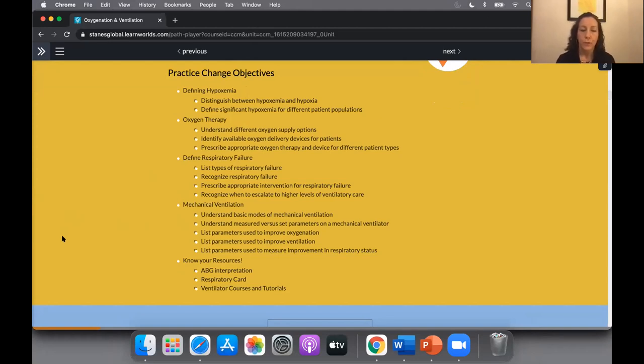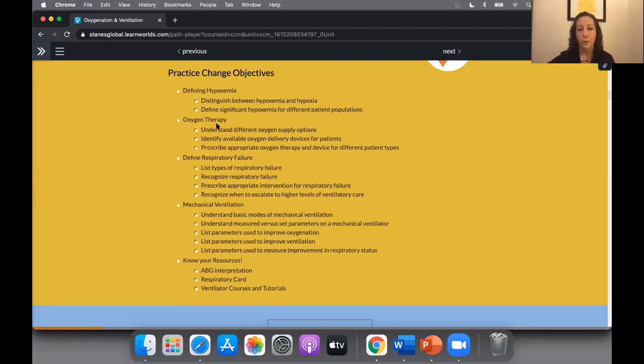The first thing we will do is define hypoxemia. And what we will do is also distinguish between hypoxemia and hypoxia. I think this is important. This difference is important because it helps us recognize why we're doing things when we administer oxygen therapy and respiratory support. We want to define significant hypoxemia for different patient populations. Some patients can tolerate lower oxygen levels than other patients. So we want to understand what our targets are. How do we know which patient populations are at higher risk or lower risk?